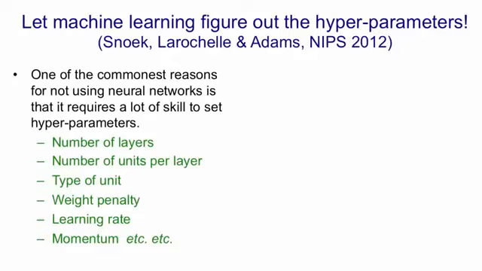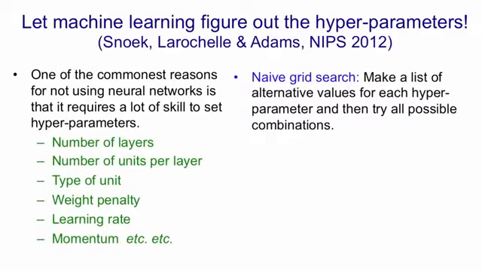If you use a learning rate that's 100 times too big or 100 times too small, your network simply won't work. One way to approach this is to do a naive grid search. That is, for each of these hyperparameters, you make a list of alternative values, and then you try all possible combinations of values. You can see that this is going to blow up if you have more than a few hyperparameters. You're going to end up with many more combinations than you can possibly try.